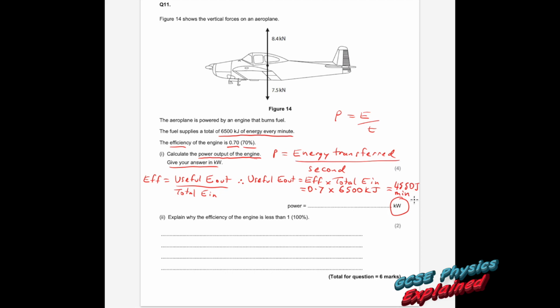Right? Now we need it as power. And power is how much energy you transfer in a second. So we'd better take this value and divide it by 60, because there's 60 seconds in a minute. And that comes out as 75.8, 3 recurring.